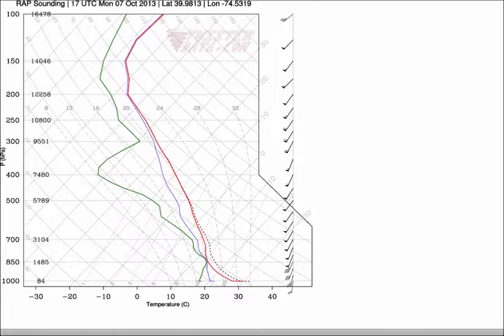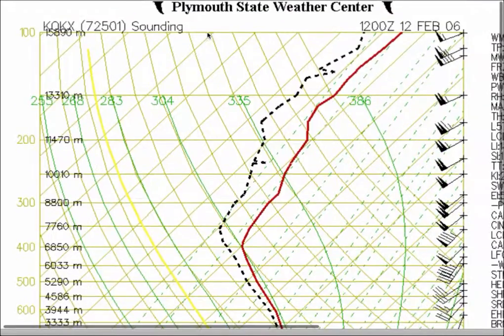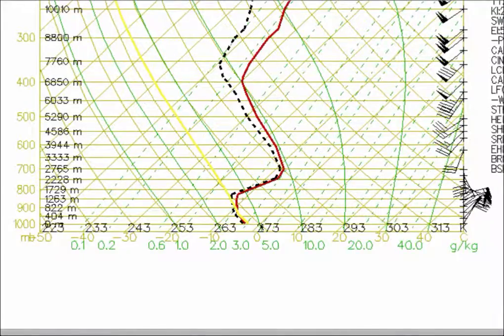Now what about a snowstorm sounding? This is from the Plymouth State Weather Center. And what you want to look for in a snowfall sounding are two key factors. One, obviously a moisture saturated atmosphere. And two, temperatures below freezing right here.